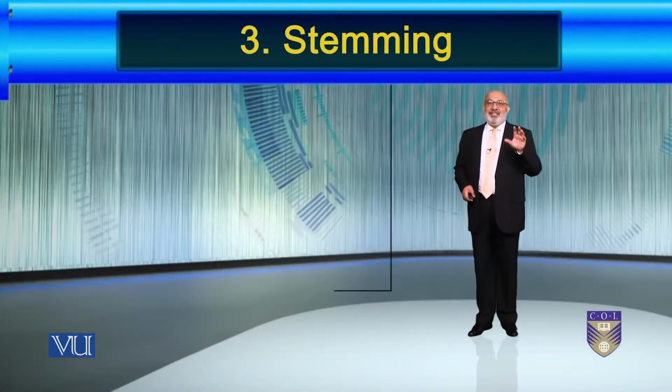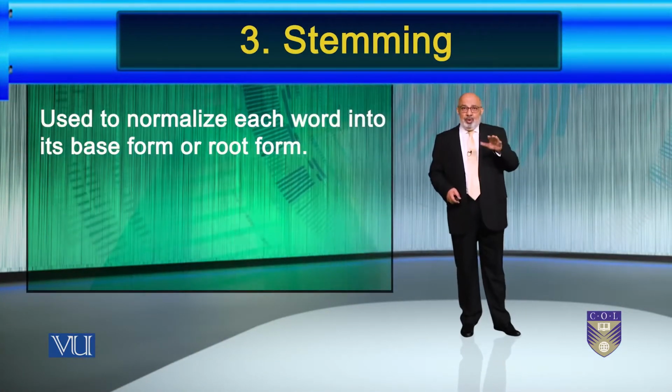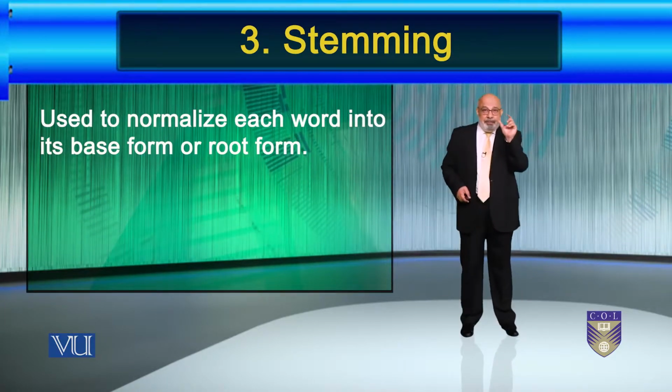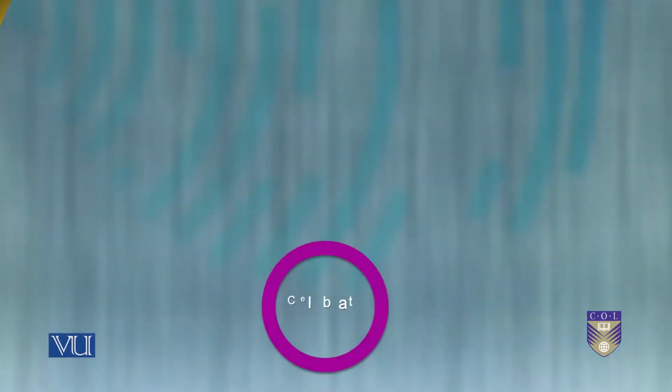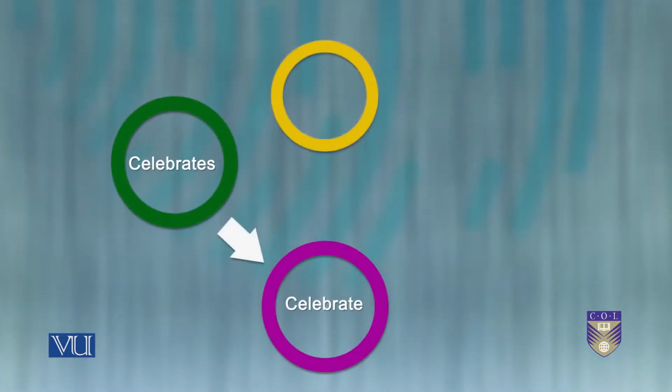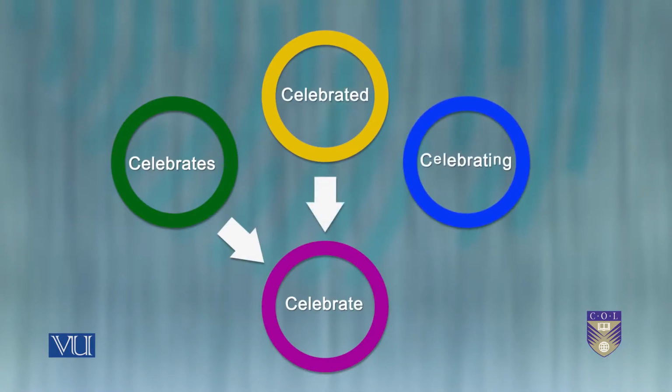Step 3 is stemming. Stemming is used to normalize each word into its base form or root form. For example, the words celebrates, celebrated, and celebrating, these 3 basically are all words that have originated from a single root word, which we call celebrate. So if we were given 3 words in a sentence or in a paragraph, the stemming part will actually come out with this single word, celebrate.